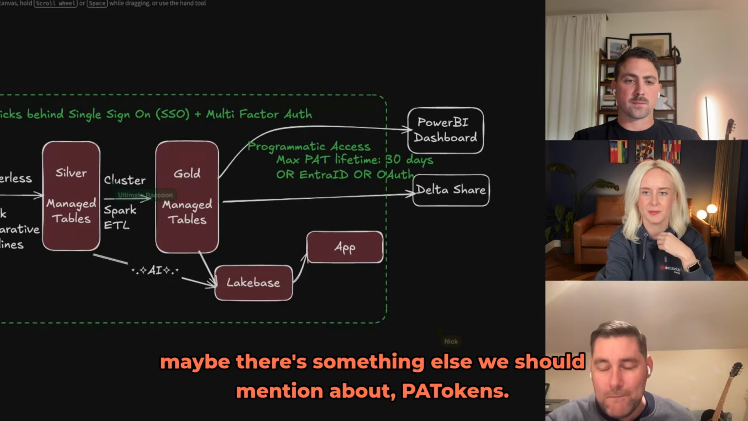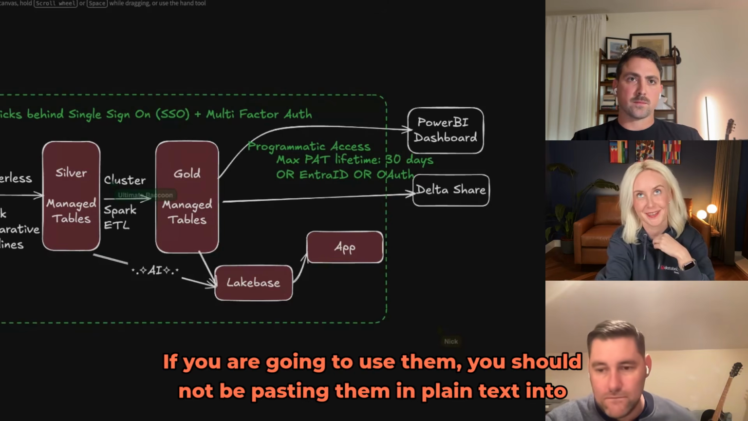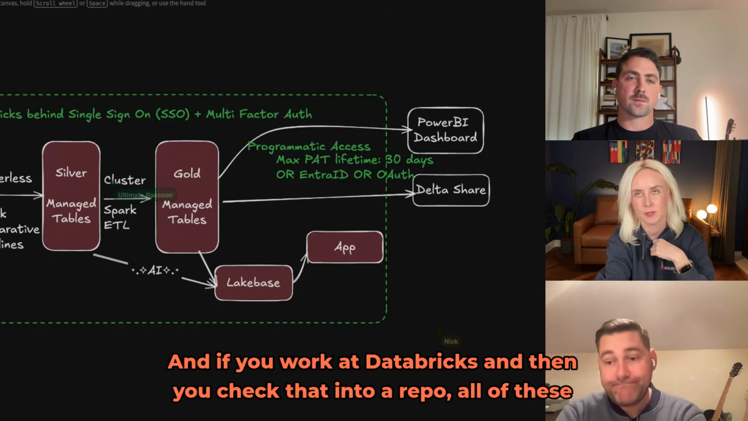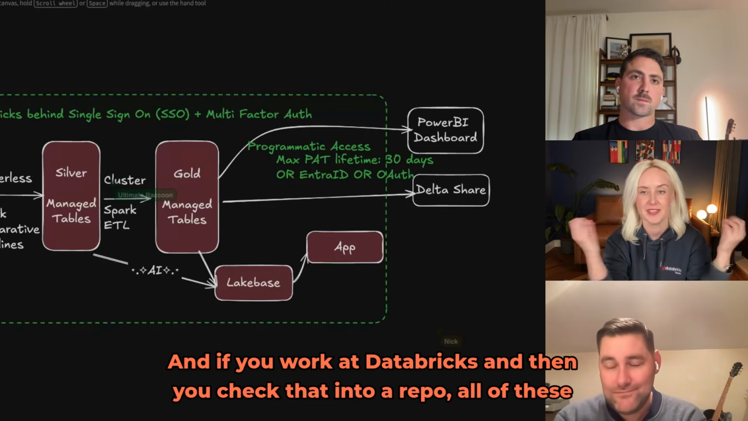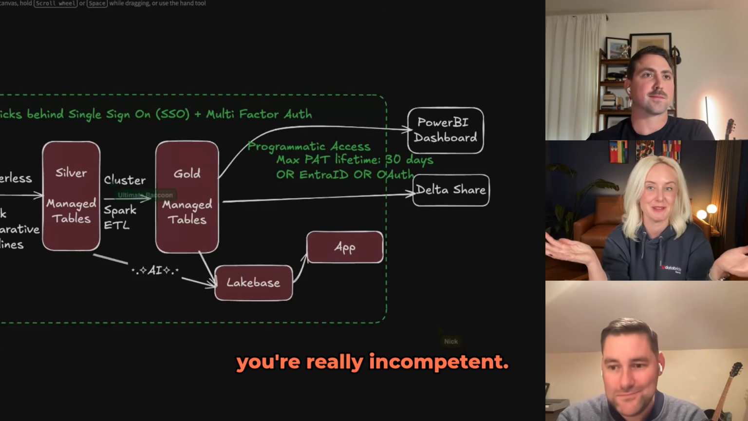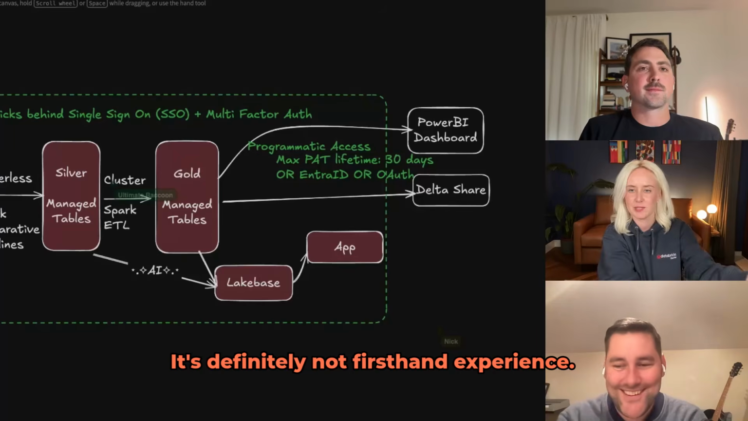Maybe there's something else we should mention about PAT tokens. If you are going to use them, you should not be pasting them in plain text into any of your code. And if you work at Databricks and you check that into a repo, all of these alarms fire off and you get really nasty emails from people telling you that you're really incompetent. Don't ask me how I know. It's definitely not first-hand experience.